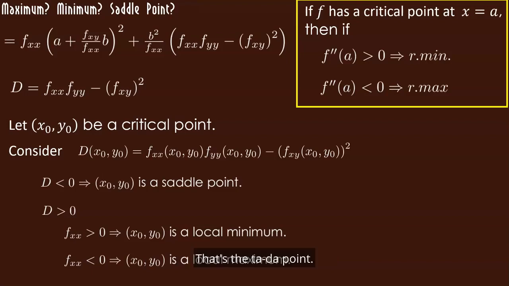That's the tada point. This is what you want to remember, this D. If D is negative, you get a saddle point. If D is positive, check f sub xx to tell you if it's a minimum or a maximum.